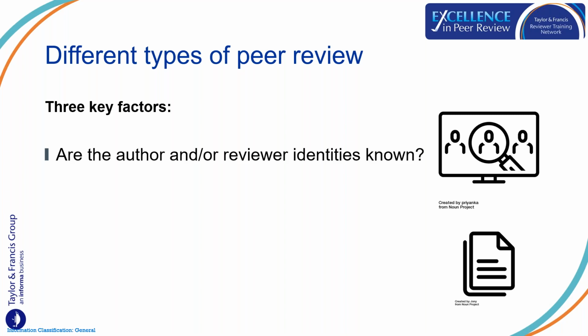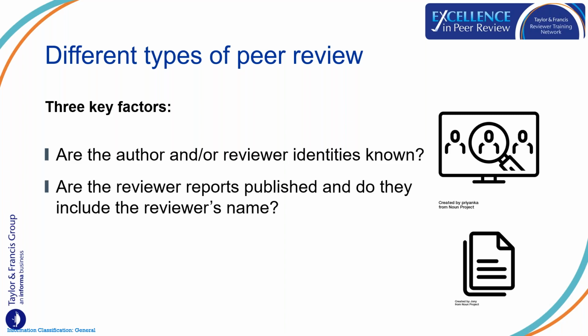The first of these factors, and probably one of the most important ones in many ways, is who knows who in the process. So one way of defining different types of peer review is whether the author is known to the reviewers. So does the reviewer know who the author is of the article that they're assessing? And does the author know who the reviewers are? Or do they just receive the comments without any names? So who knows who in the process is a key factor that differentiates different types of peer review.